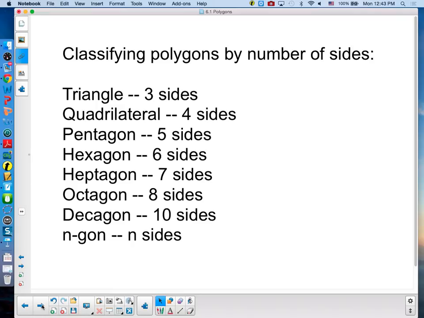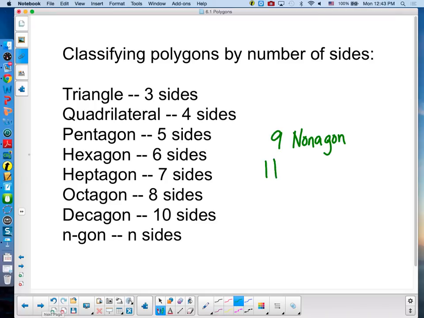I'll tell you what it is. I'm not going to force you to memorize it, but it might be a bonus kind of thing. Okay, a 9 is a nonagon. And a couple more that I throw into regular geometry. 11 is an undecagon. And 12 is a dodecagon.